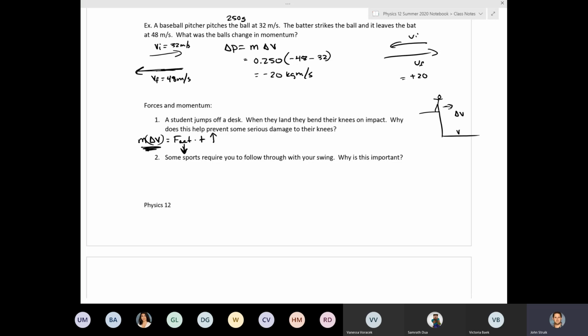Some sports require you to follow through with your swing. Why is this important? So in this case, we have m delta v equals F net times t.